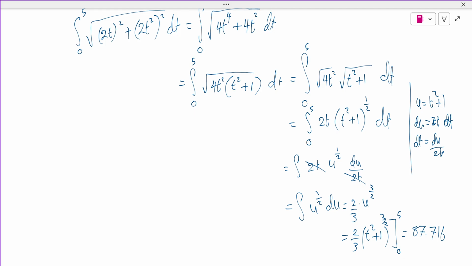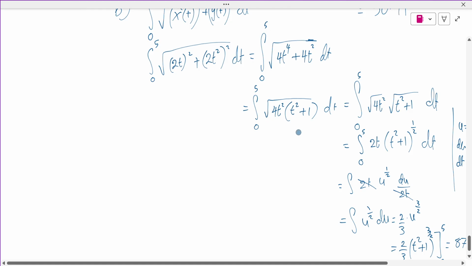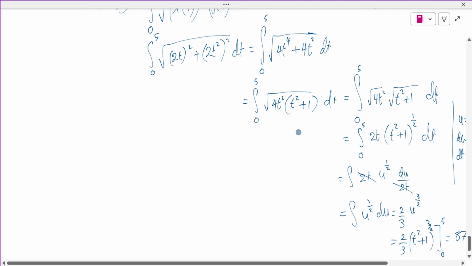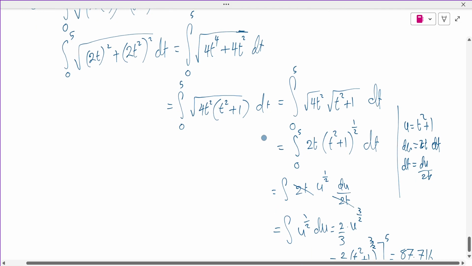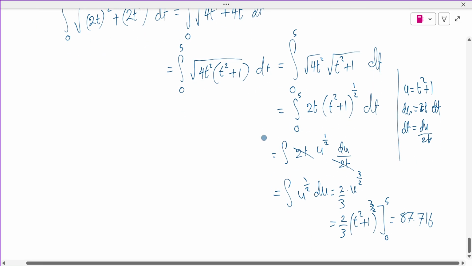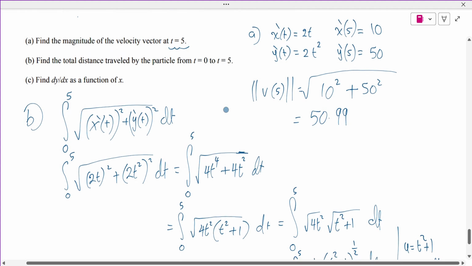We can do it manually this way, and you can check the answer key, how the marks are distributed, to know whether you can do it by the calculator or just manually. This is 87.716.